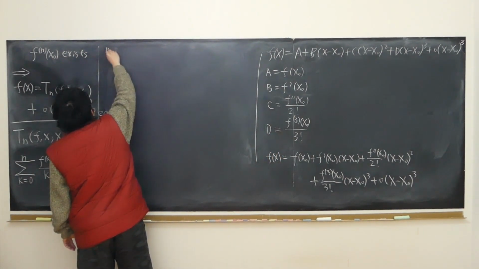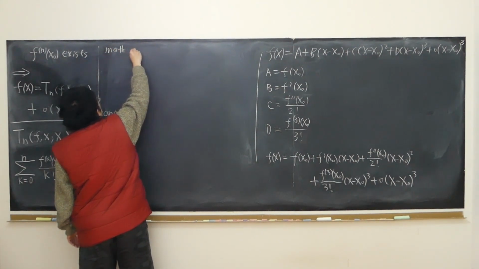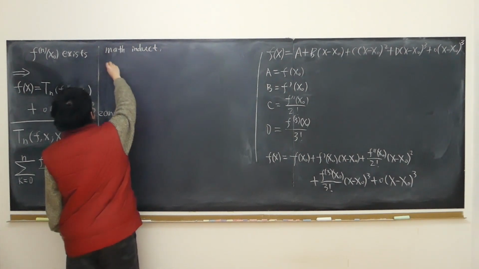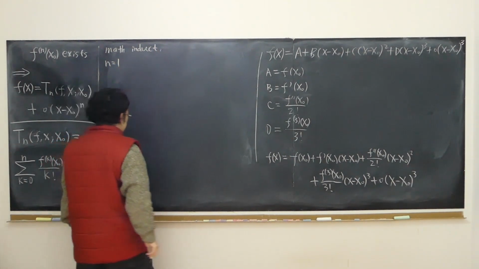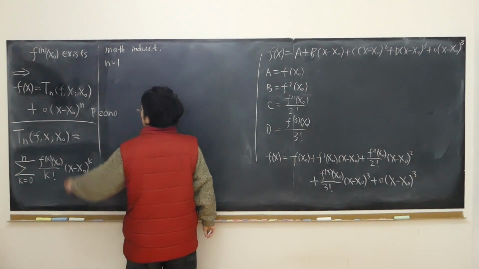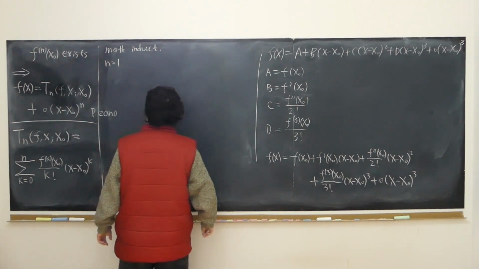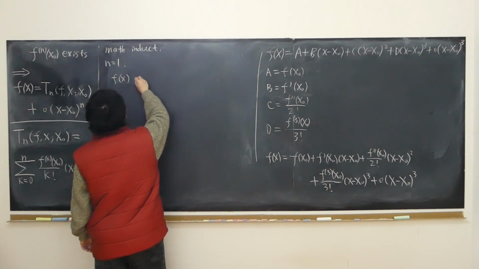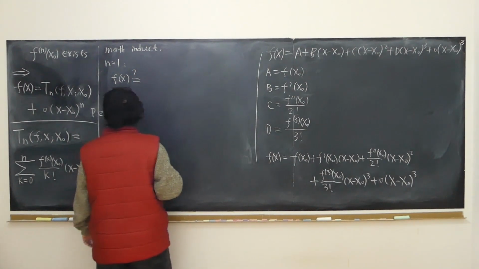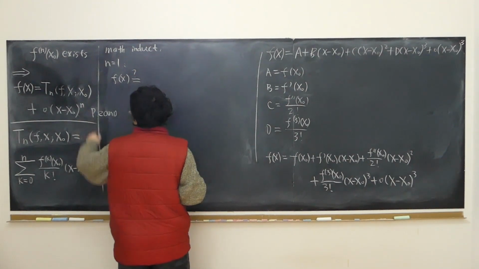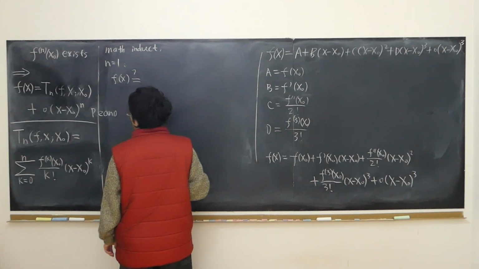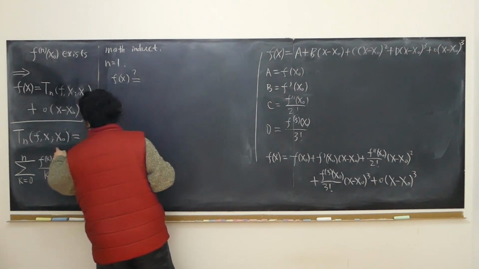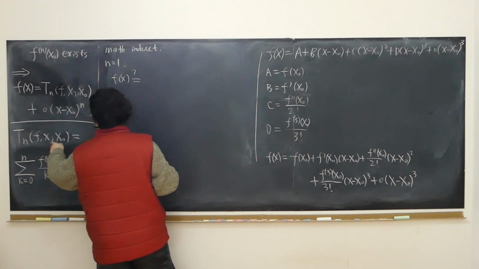So, first of all, when n equals 1, is it true? Can f really be written as the following? So let's check. Is f of x equal to T1, the first order Taylor expansion? Let's denote this as the Taylor series of nth degree. Degree of 1, what is it?